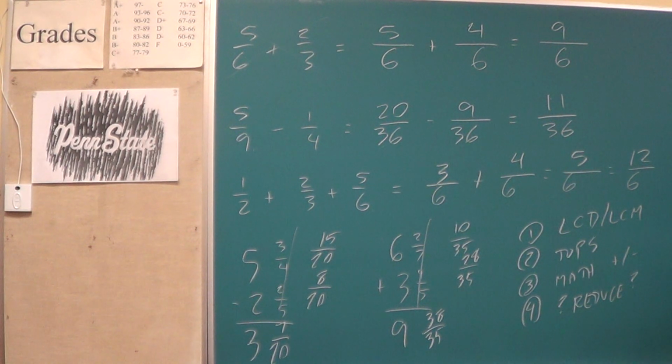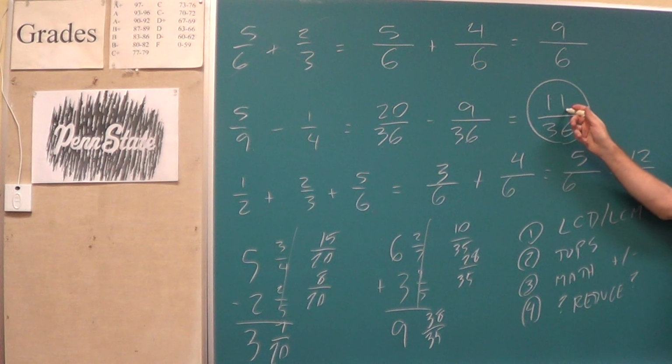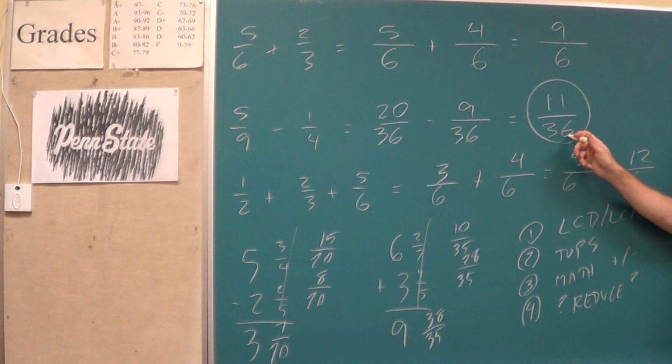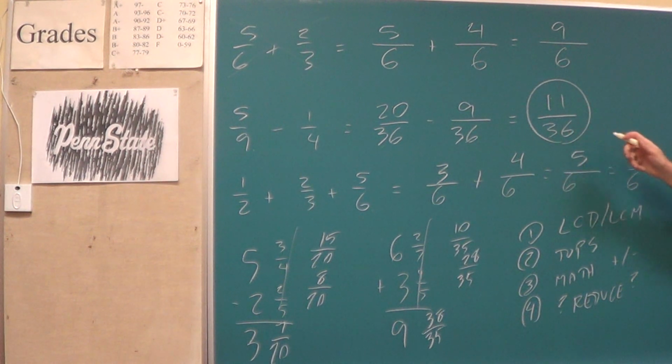5, 9 minus 1/4. That 11/36 can't be made any better. There's really not much that goes into 11 other than itself, and 11 can't go into 36, so there's no reducing possible there. Does anybody else see any more that they're as good as they can be?